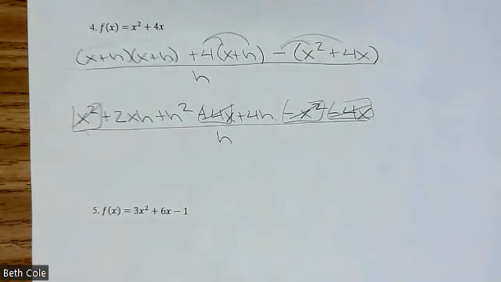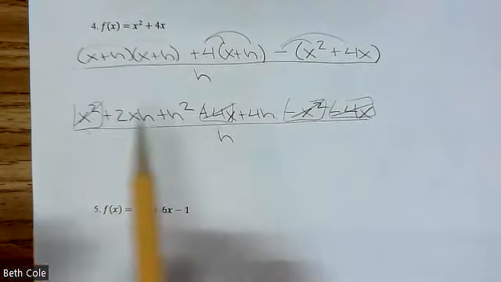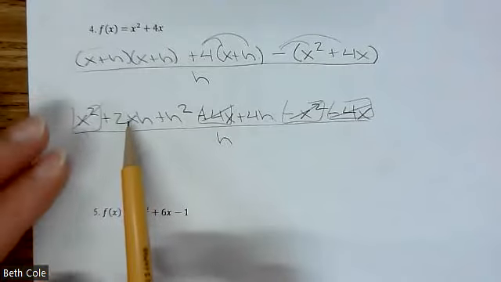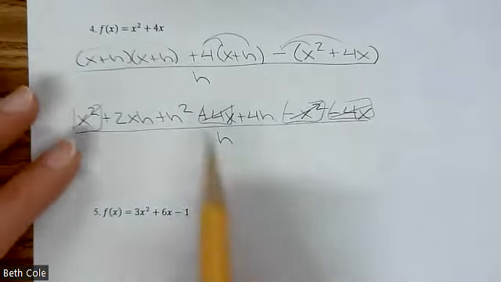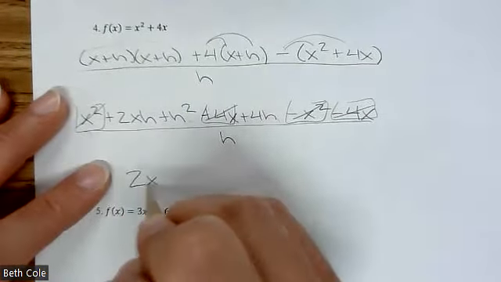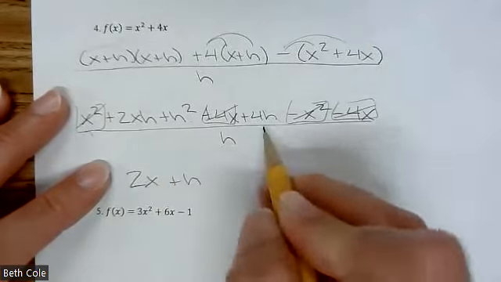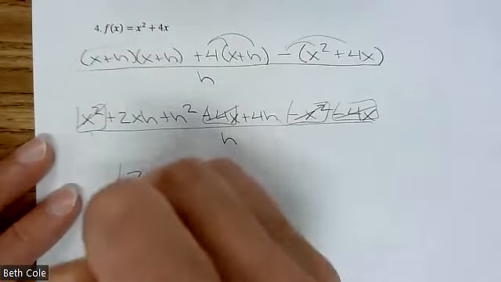Does everything that's left have an h in it? Yes. And again, you'll catch your mistakes. If it doesn't, then you missed something somewhere. So because it's all divided by h, you can cancel an h in each term. What will that leave you with? 2x plus h plus just 4. Good. Perfect. That's your answer.